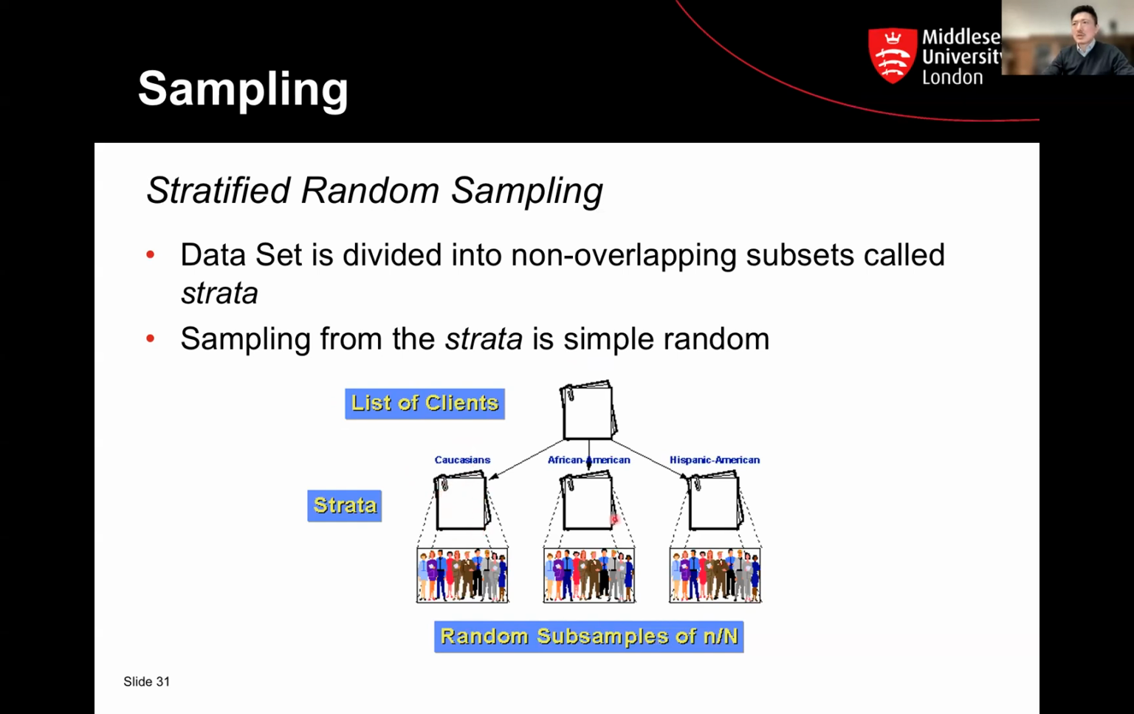So these are Caucasians, these are African Americans, and Hispanic Americans. Okay, and there are many other different dimensions. You can create strata, or groups, based on age, gender, and many other attributes. Usually you can only do one, you can't do multiple at the same time. Let's not go to too complex an example. Then within each group, you randomly pick some samples.